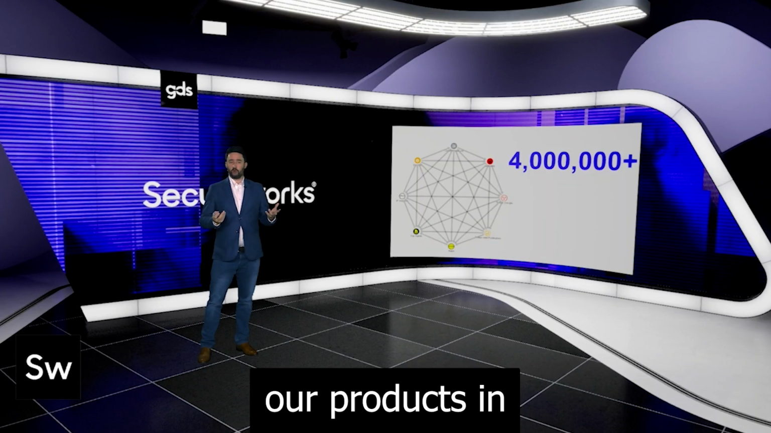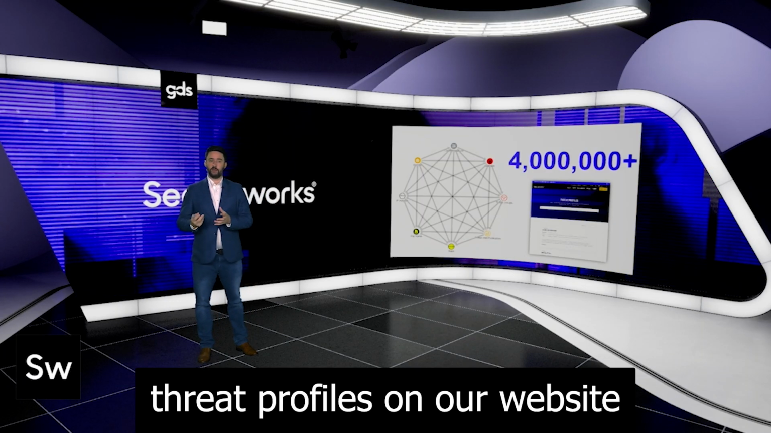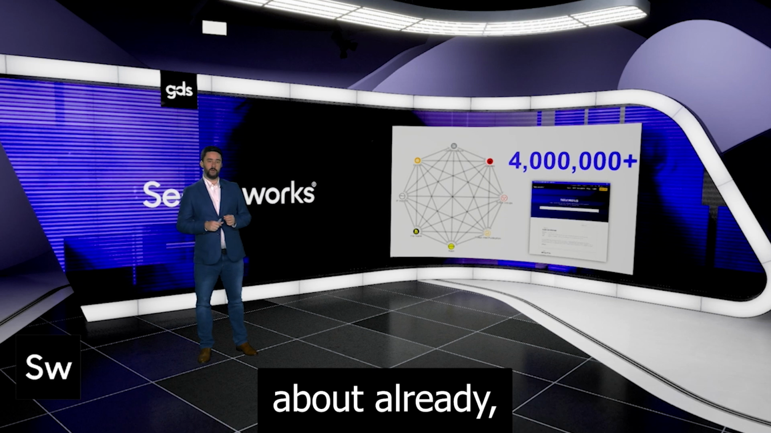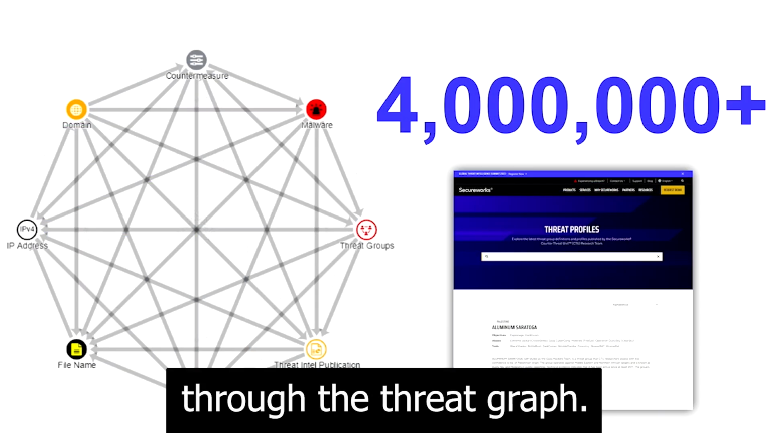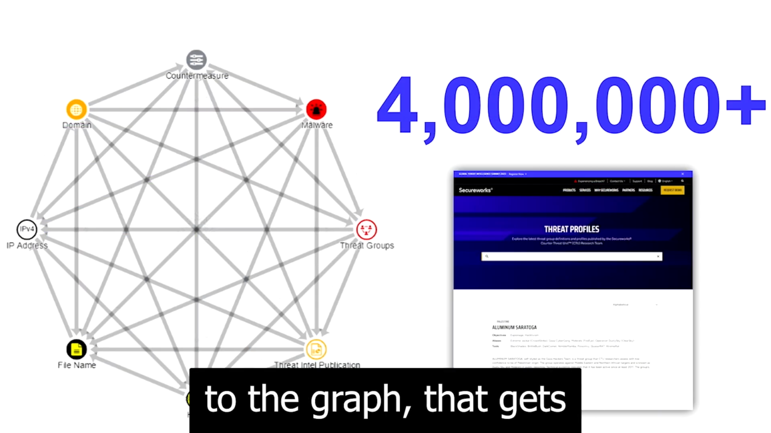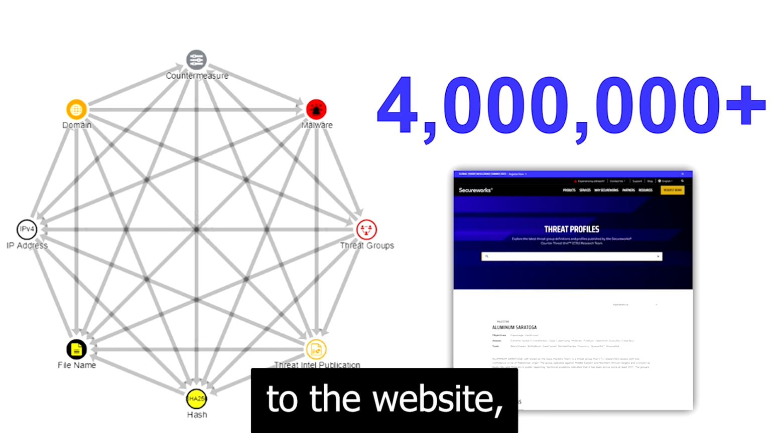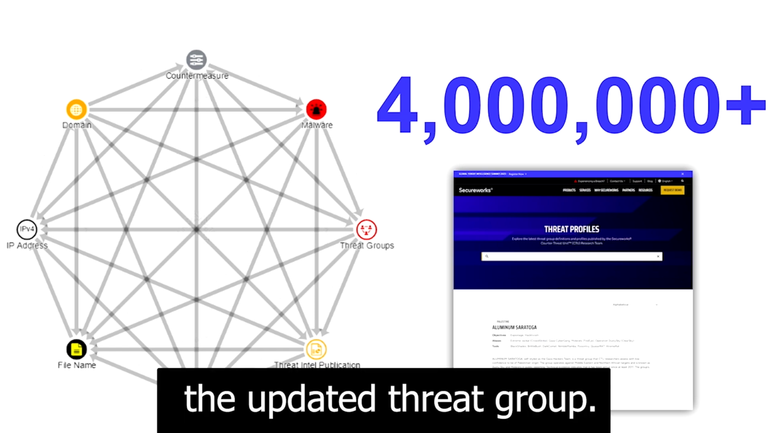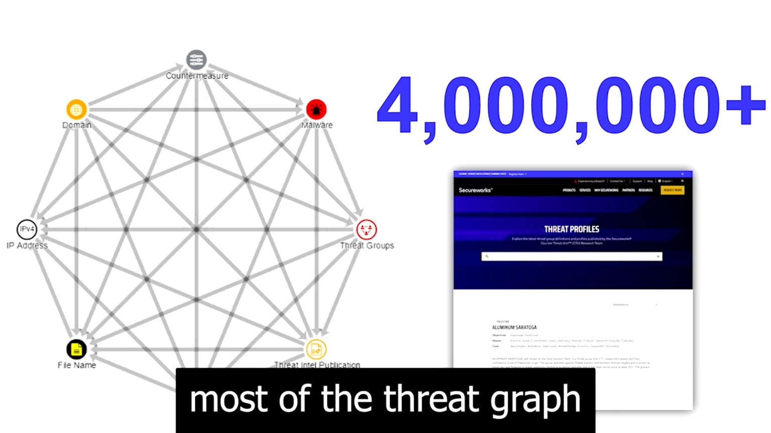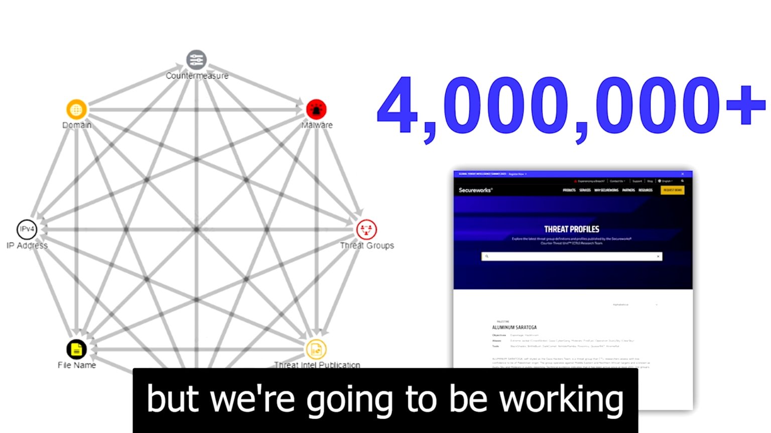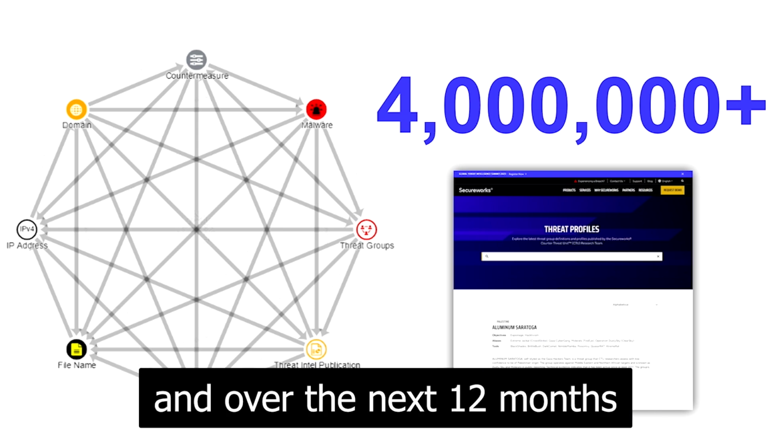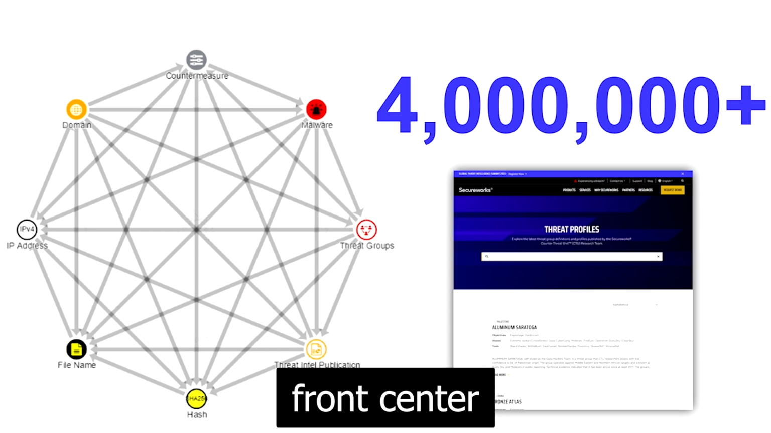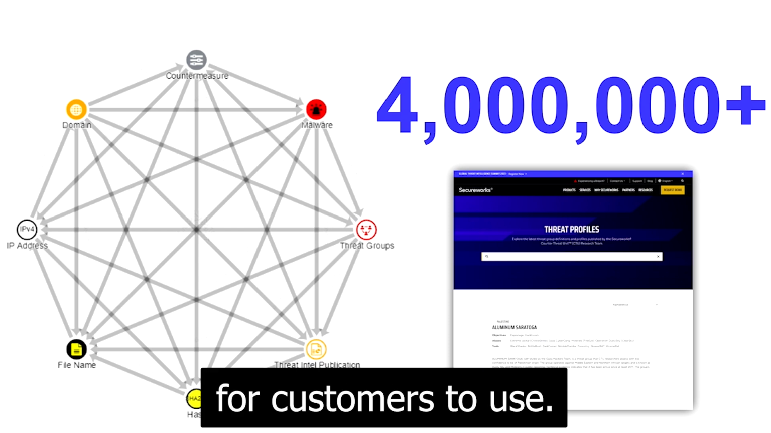TIMS2 then feeds our products in a number of ways. So if you go to our threat profiles on our website that some people have spoken about already, all of that is fed through the threat graph. So if we make a change to the graph, that gets immediately propagated to the website so you can see the updated threat group. In Taegis today, most of the threat graph happens behind the scenes, but we're going to be working really hard over the next 12 months to get more of that front, center, and visible in Taegis for customers to use.